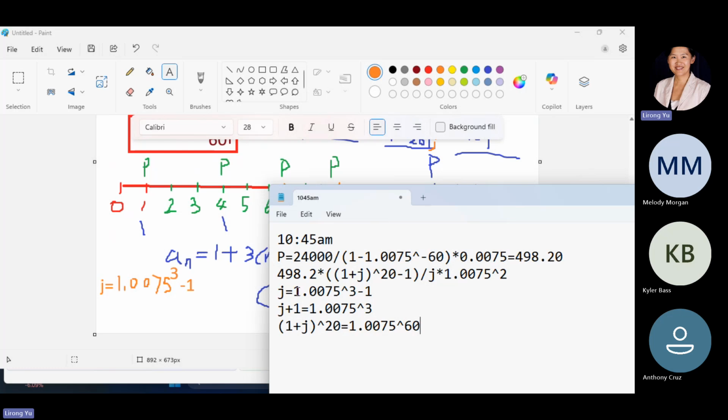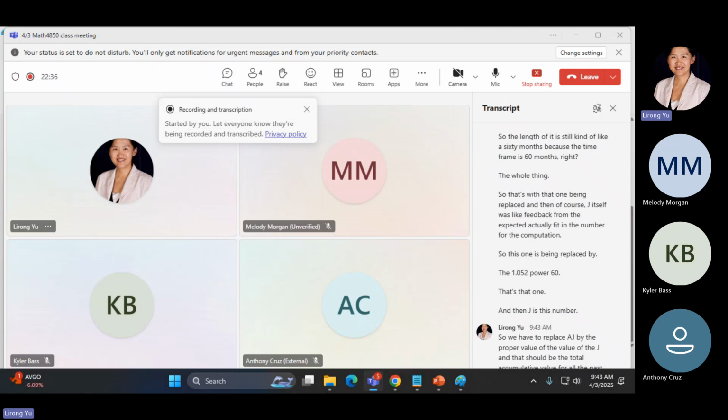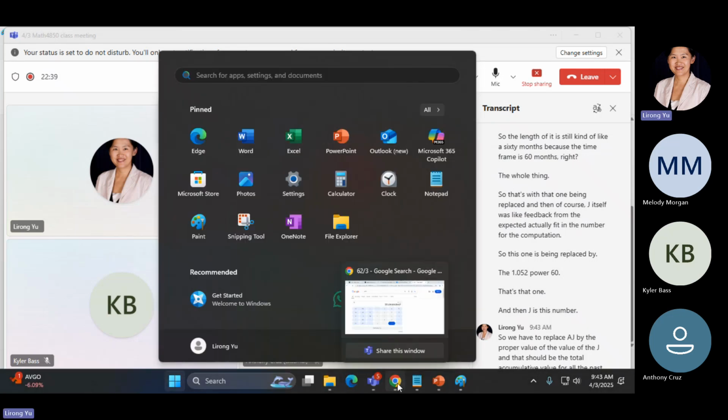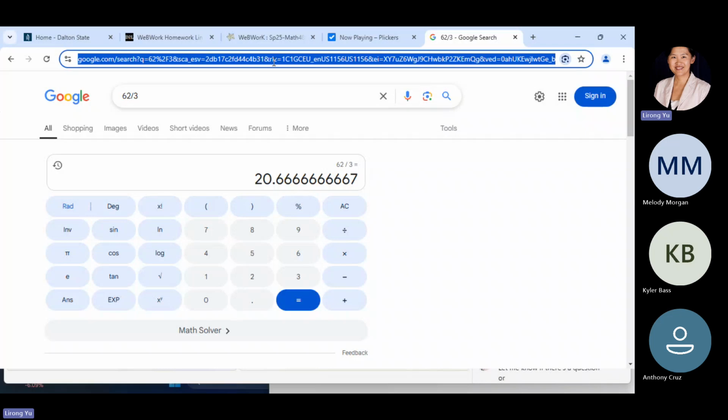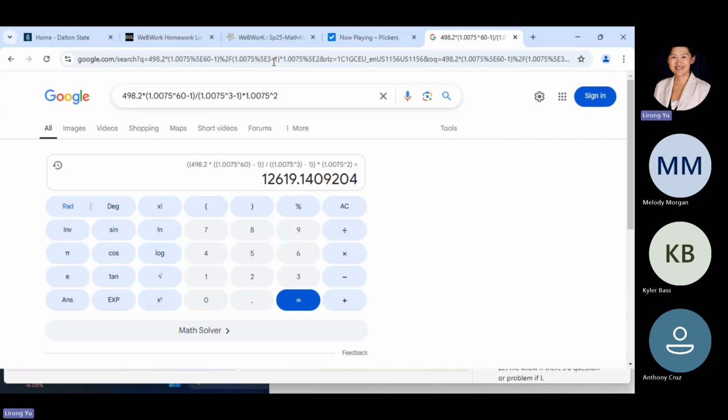And then of course, J itself was fit by that formula back then. Let's actually fit in the numbers for the computation. So this one is being replaced by the 1.0075 to the power 60. That's that one. And then J is this number. So we have to replace the J by the proper value of the J. And that should be the total accumulated value for all the past payments. Please let me know if there's a question or problem if I lost track. That's the accumulated value at time 60 of all those payments.